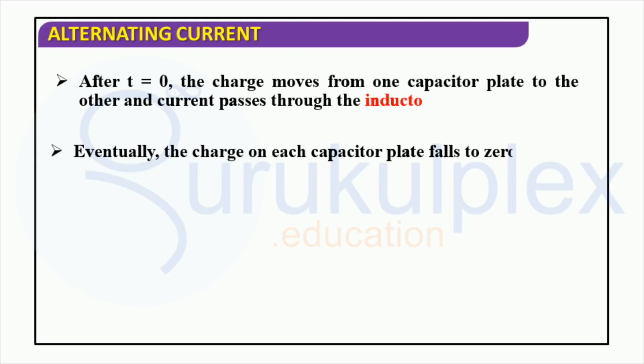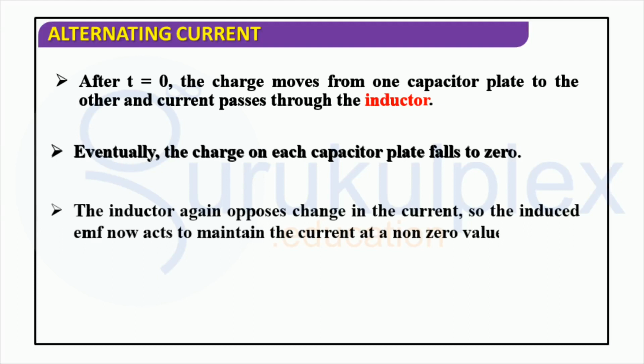Electricity that reverses its direction in a cyclical pattern is called alternating current. Once the capacitor plates have been charged and the induced electromotive force is implemented, the current remains at a non-zero value. This continuous change in direction from positive to negative creates a wave-like structure, referred to as alternating current.